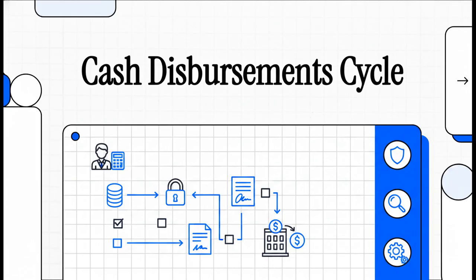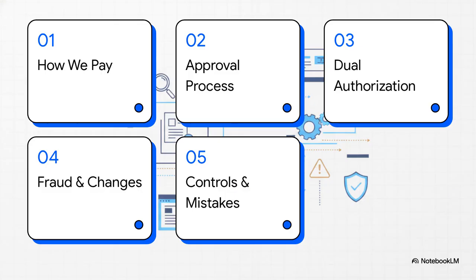So let's dive in. Here's our roadmap for today. We're covering 1. How we pay, 2. The approval process, 3. The golden rule of dual authorization, 4. How to handle fraud and vendor changes, and 5. Key controls and common mistakes. We're basically mapping the whole payment cycle from start to finish.